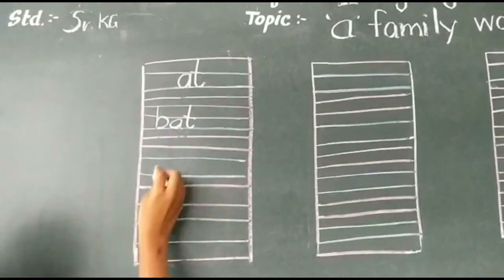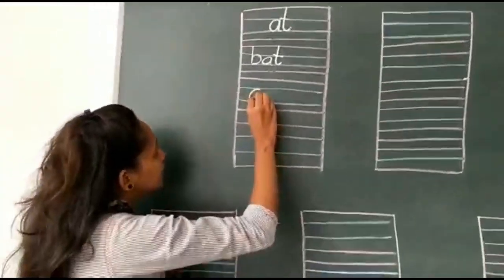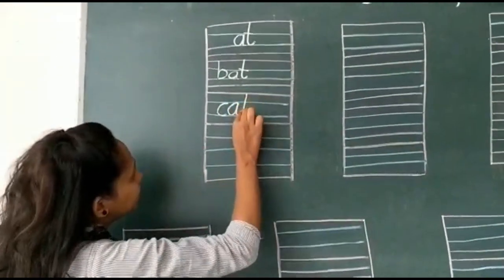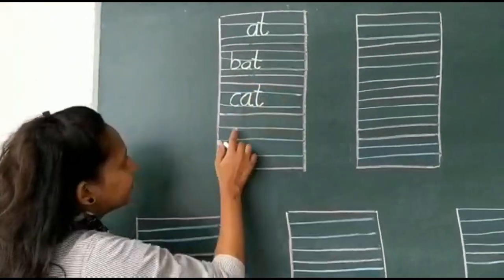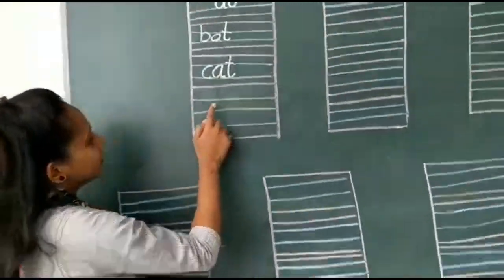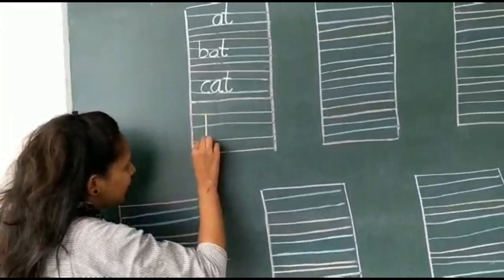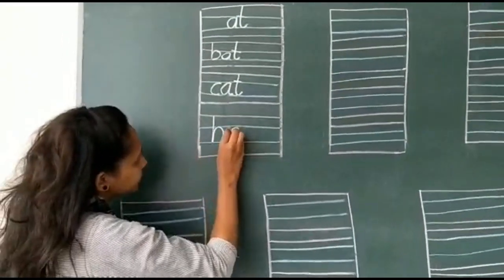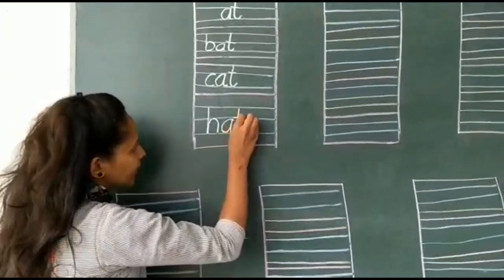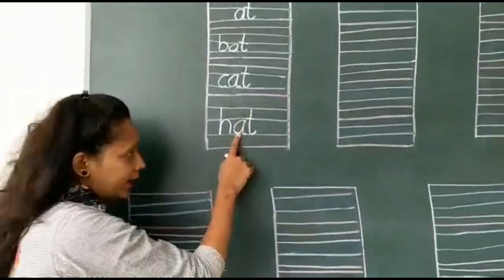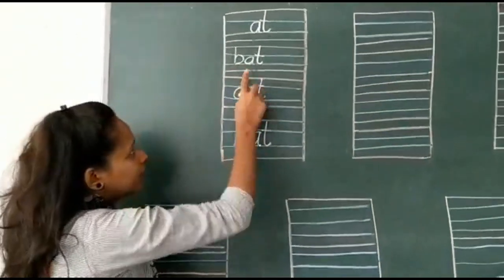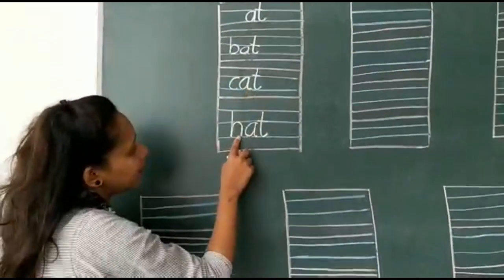The next word is k. At. Cat. The third word is h. At. Hat. H, at, hat. B, at, bat. K, at, cat. H, at, hat.